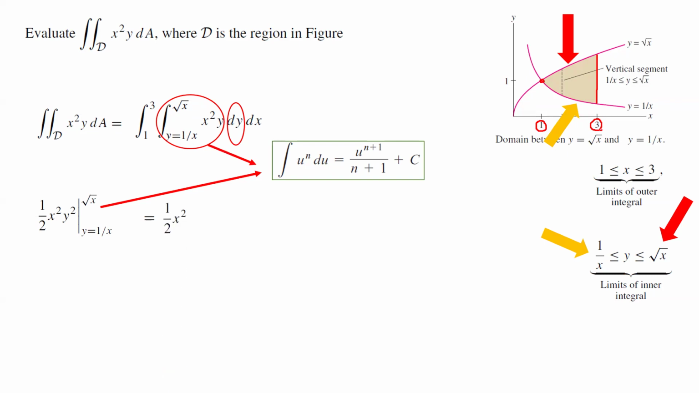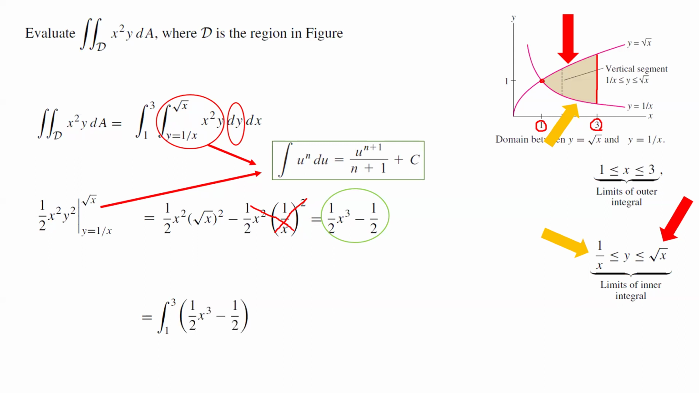which in turn can be written as a half x squared, square root of x to the second, minus a half x squared, 1 over x to the second. We just plug in the upper bound and lower bound, and we find the difference between them. You can simplify this as a half x cubed minus a half x squared, and 1 over x squared, they get canceled out. Very good. So we calculated the inner integral, which is a half x cubed minus a half.